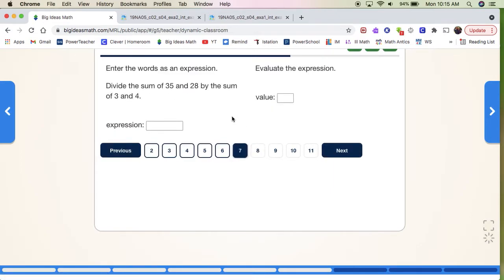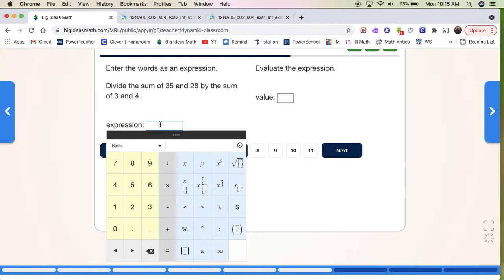So, all right, we're going to enter the words as an expression. So it says divide the sum of 35 and 28 by the sum of 3 and 4. Okay, so I know there's division, but there's also two sums. And so I'm going to use parentheses. Divide the sum of 35 and 28. I'm going to close my parentheses there.